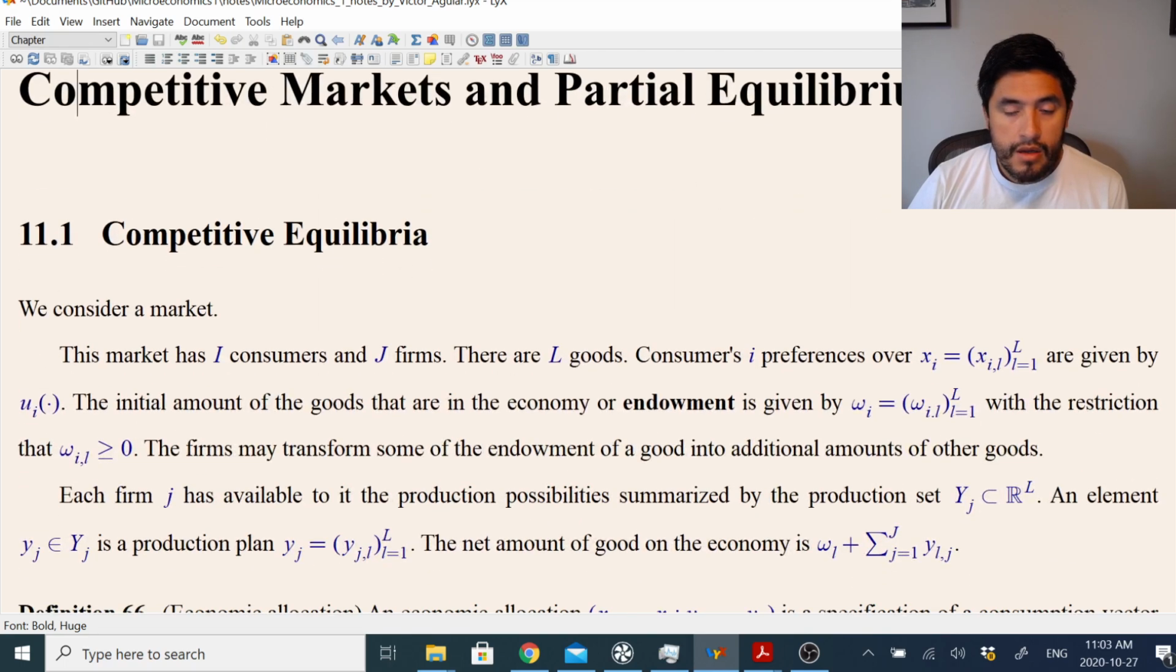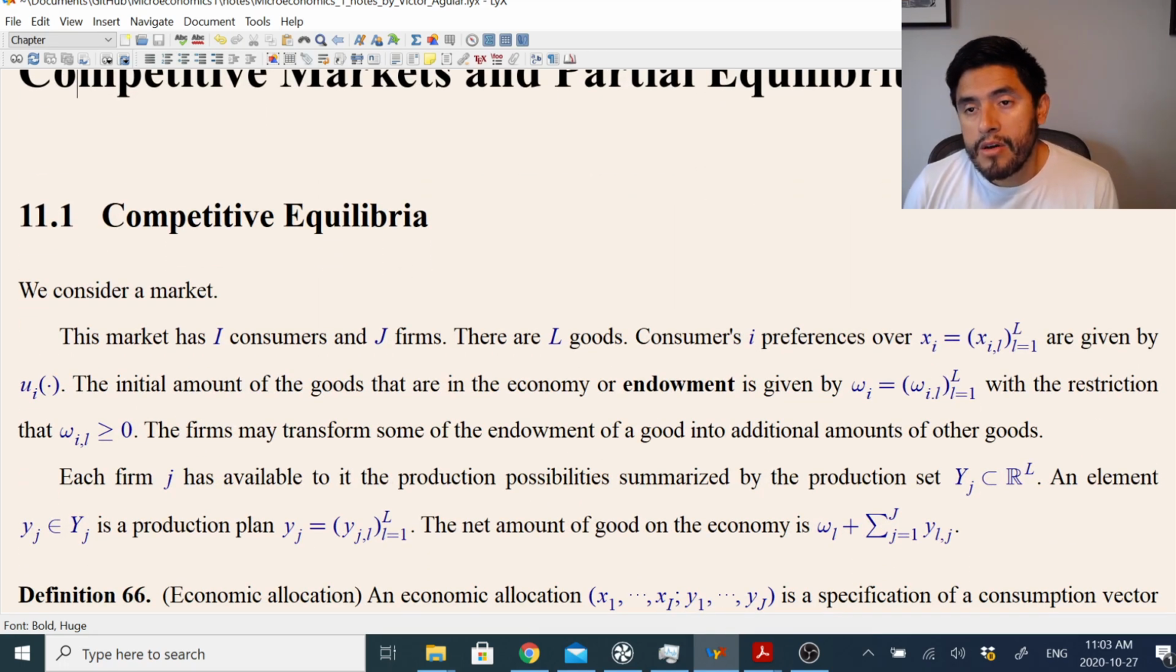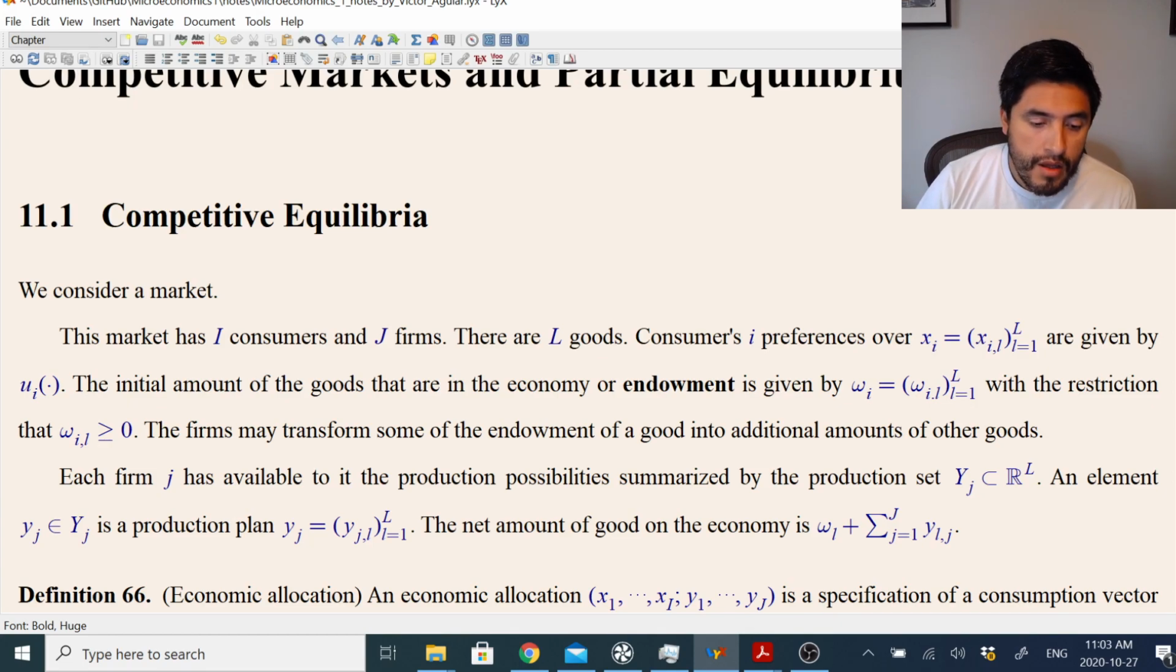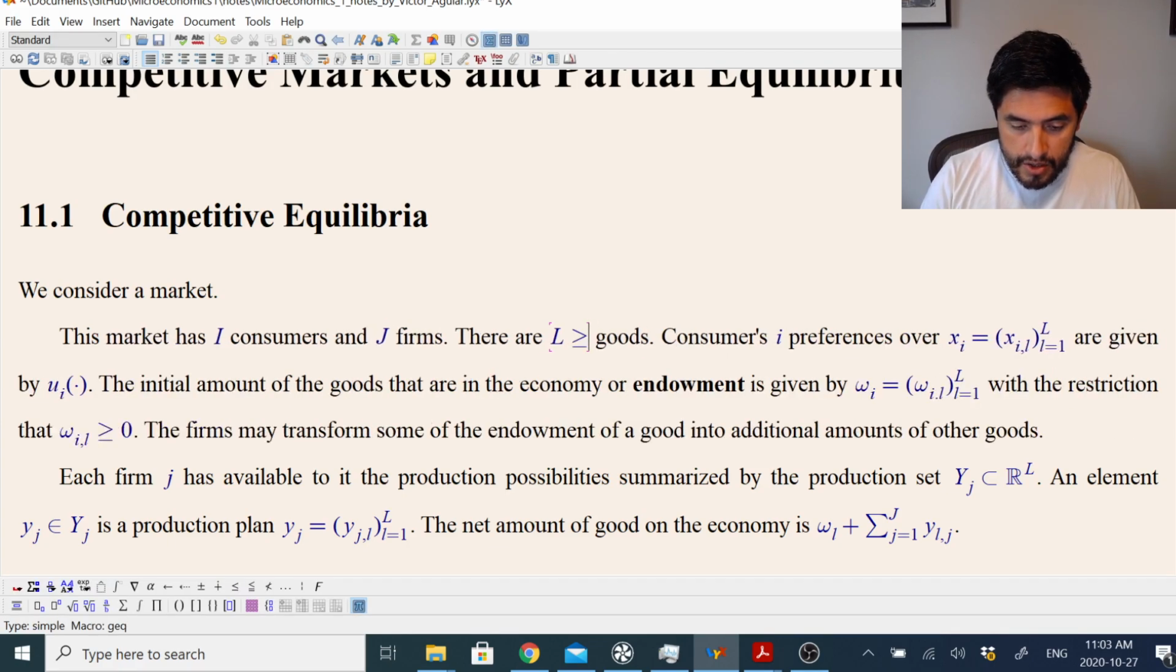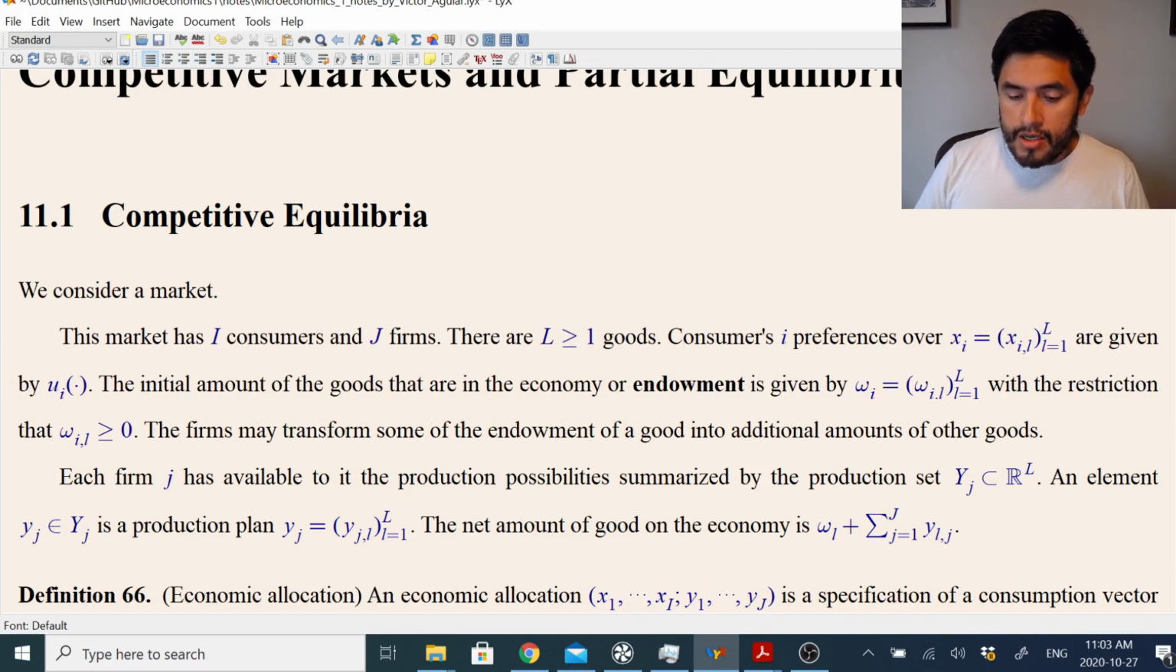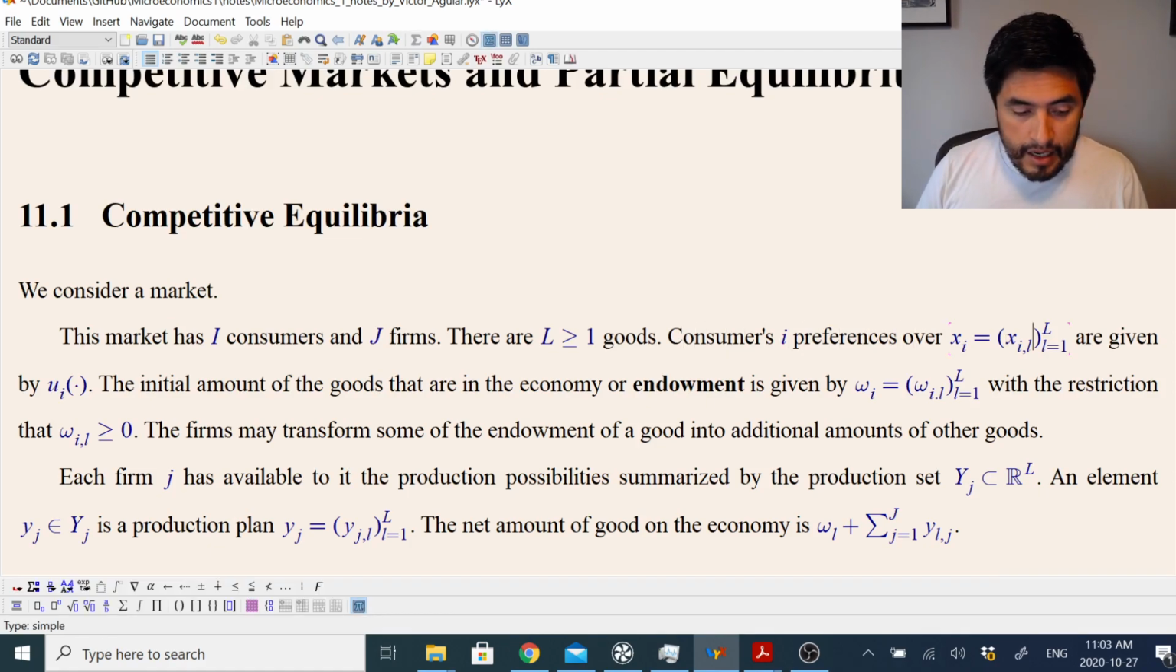Of course, we're still far away from the study of what's called general equilibrium. This is basically a special case of general equilibrium, which is called partial equilibrium or competitive equilibrium. So consider a market. This market has I consumers and J firms. There are L goods, where L is greater than or equal to 1. And consumer i's preferences are determined over consumption bundles and are given by a utility function U sub i. I is the indicator of each individual agent in this market.